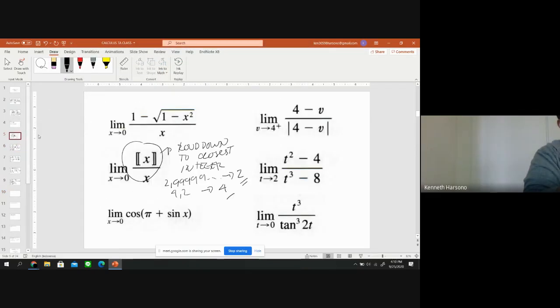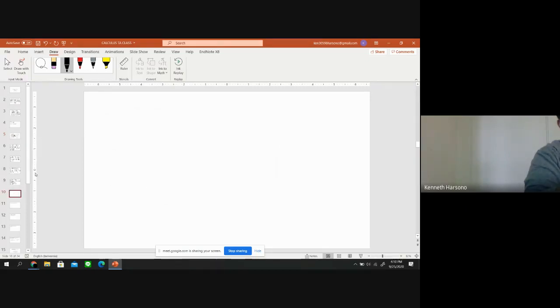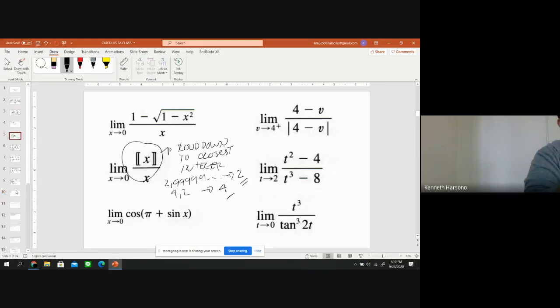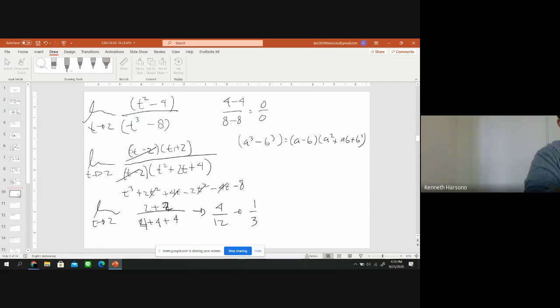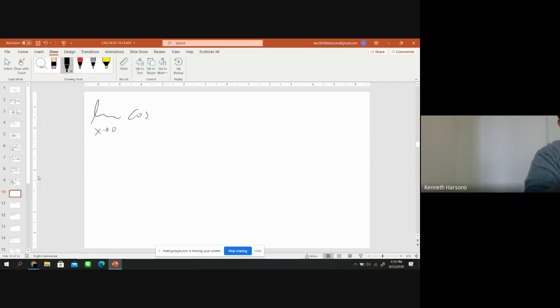And for the next question, the limit as x approaches 0 of cos x plus sin x.